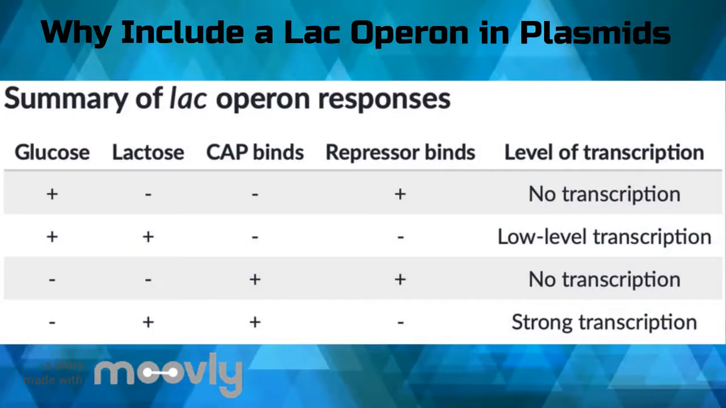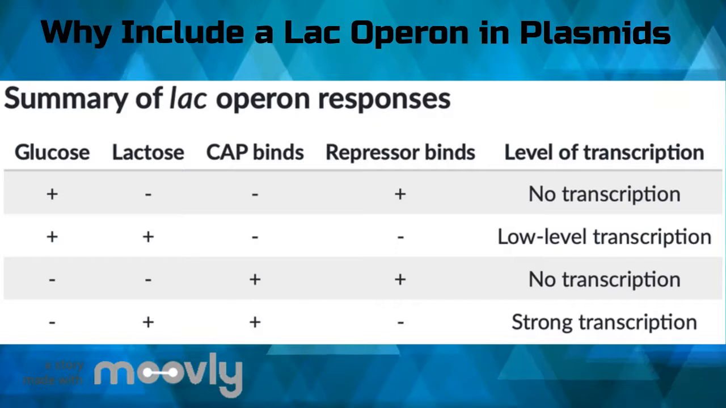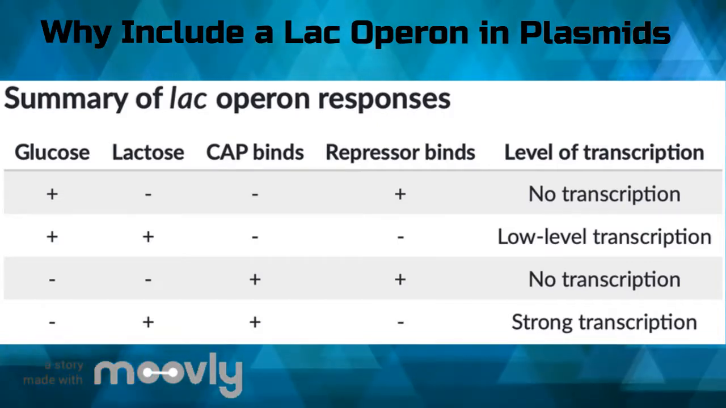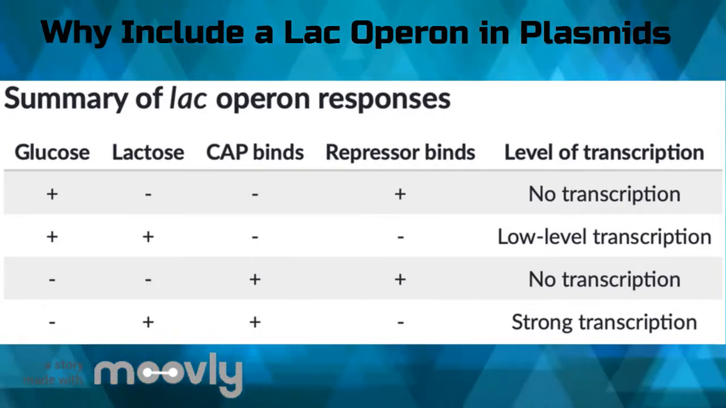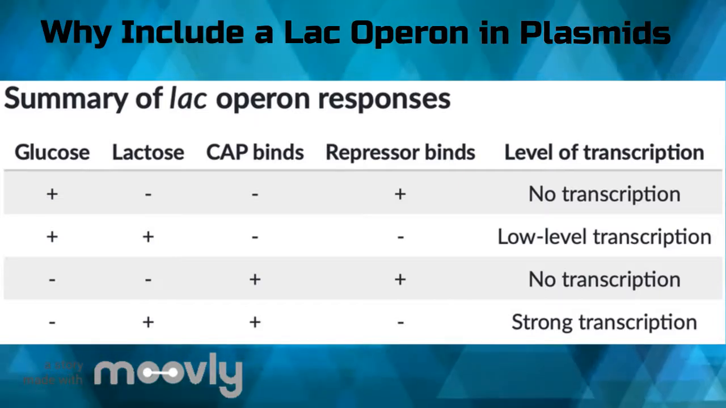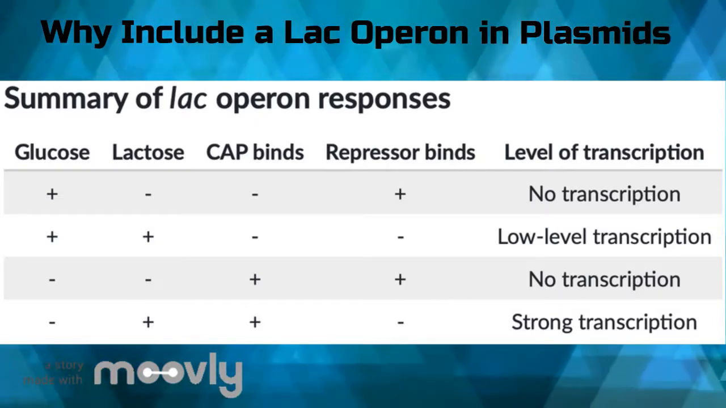Lac operons are considered inducible. This means that they can turn gene expression on or off by permitting or inhibiting transcription. This allows us to change the expression of our gene of interest if we desire.